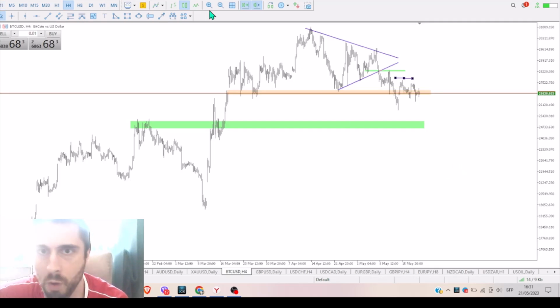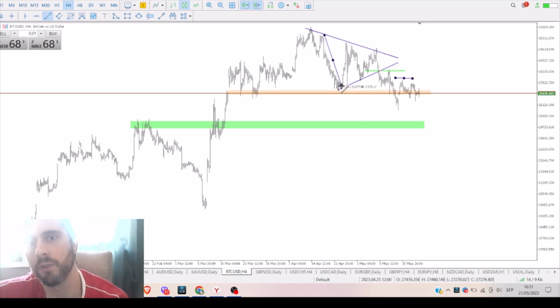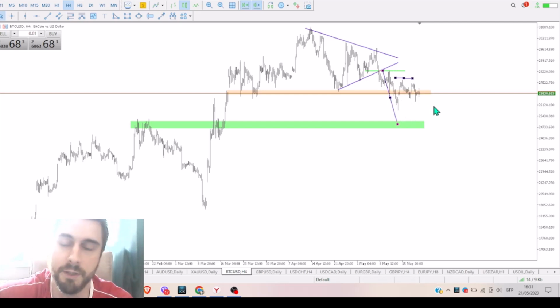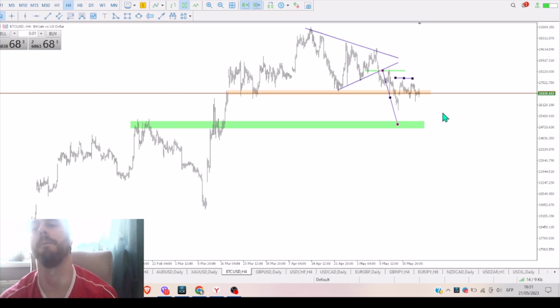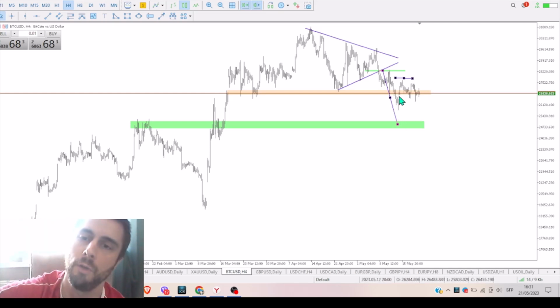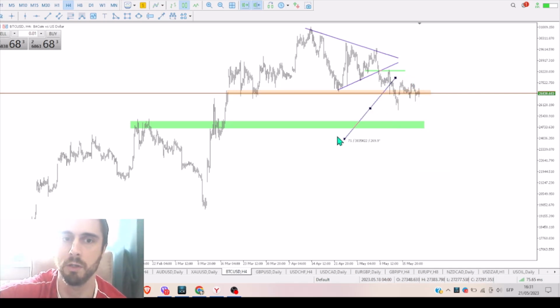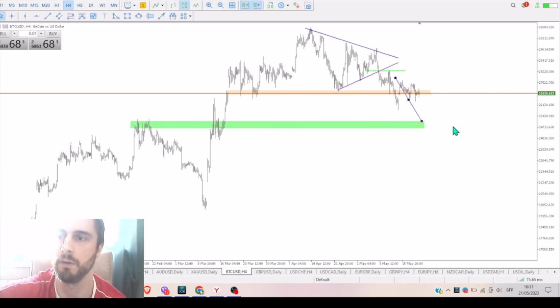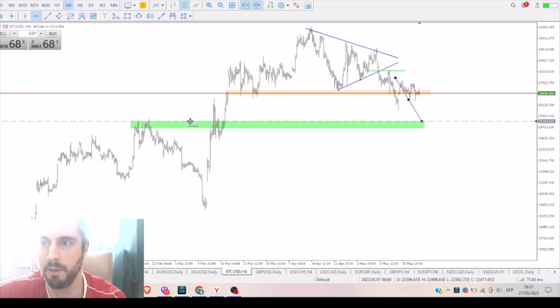The ultimate goal, as you know, is the size of the triangle projected to the downside. We have reached 70% of the target, which can be a valid target for the pattern, but I expect a little more continuation to the downside because we have a very strong support level there, the 25,000. Let's mark it up so we can have it.